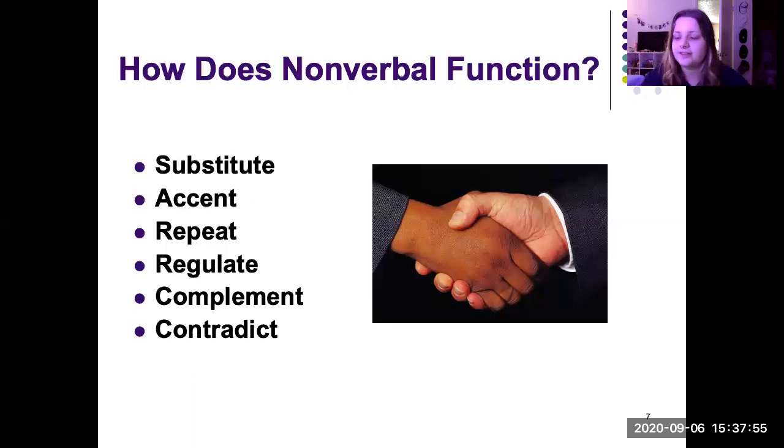Basically, if you're telling someone "I love you," but you say it in a flat tone, that wouldn't be very complimentary. You would want your nonverbal voice tone and the verbal words to match up with what you're saying. And then contradict is pretty simple. That's basically being the opposite of what the message is sending.